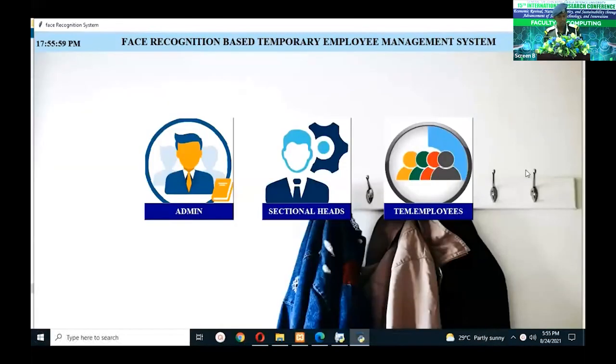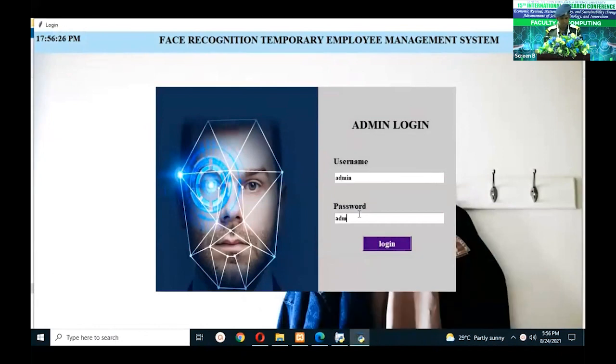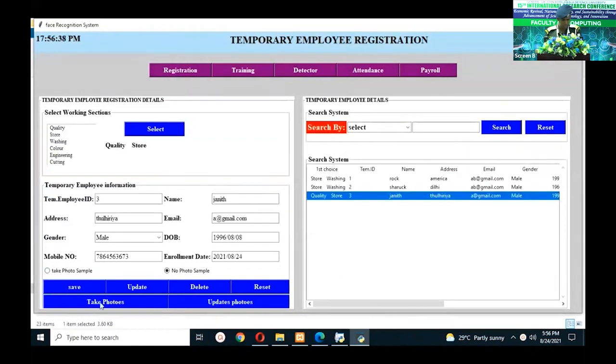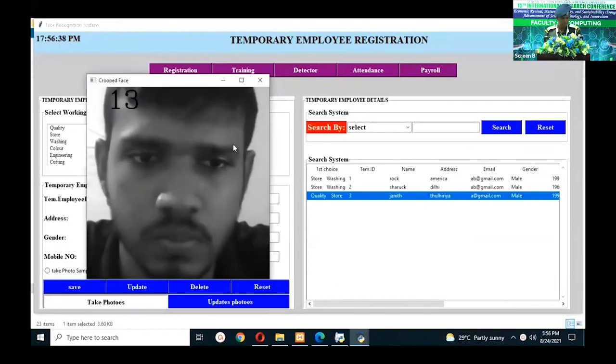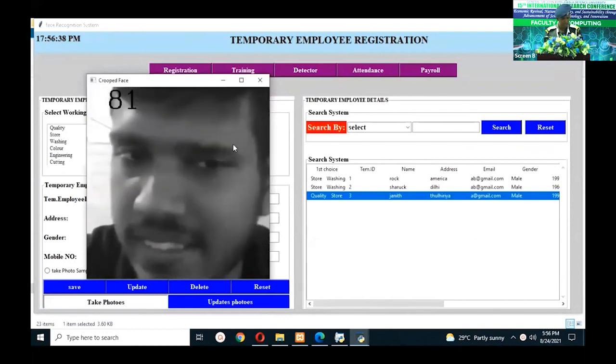There are mainly three sections: admin section, sectional heads, and temporary employees. The admin section does the registration of the temporary employees and can edit some registration details. Newly registered employees come to the company, give their details, fill in their task preferences, and provide their images.